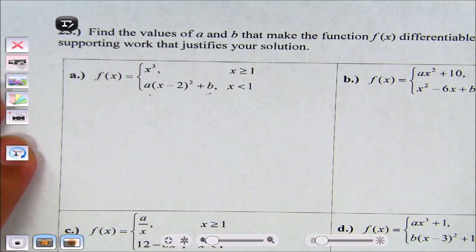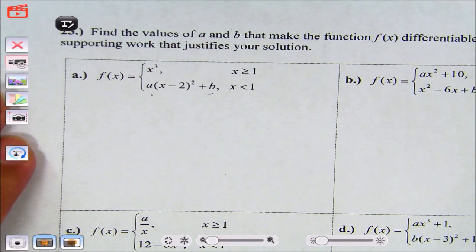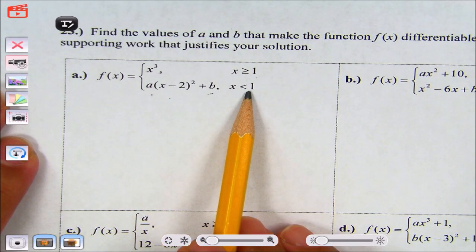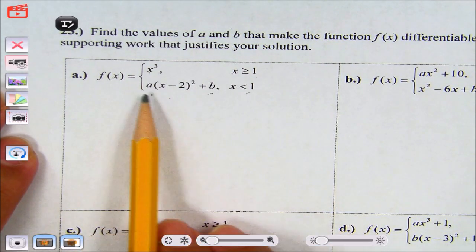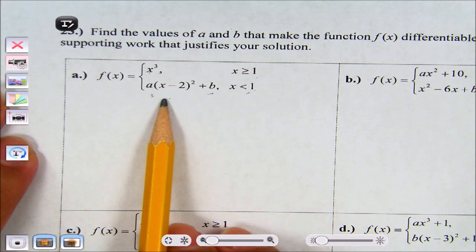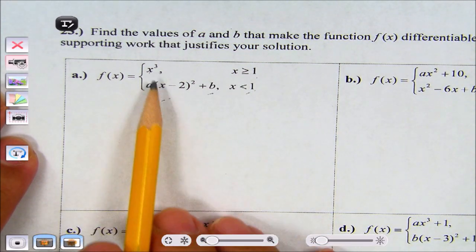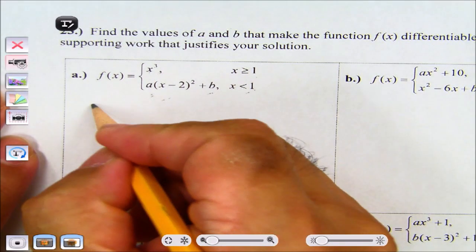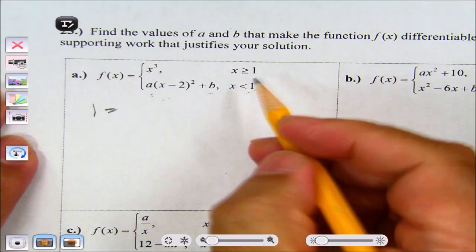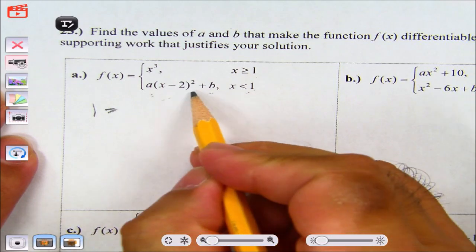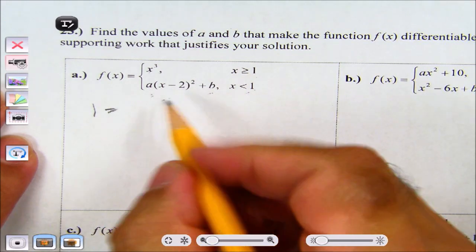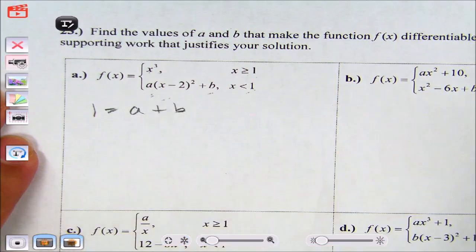So in order to be continuous, what has to be true? They have to have the same value at 1. In order to be differentiable, the derivatives have to be the same value at 1. So let's look at both of them at 1. I'm going to plug in 1 in the first part, so that's 1 cubed, which is 1. Plug 1 into this expression: negative 1 squared, which is positive 1. So that'll be a plus b.